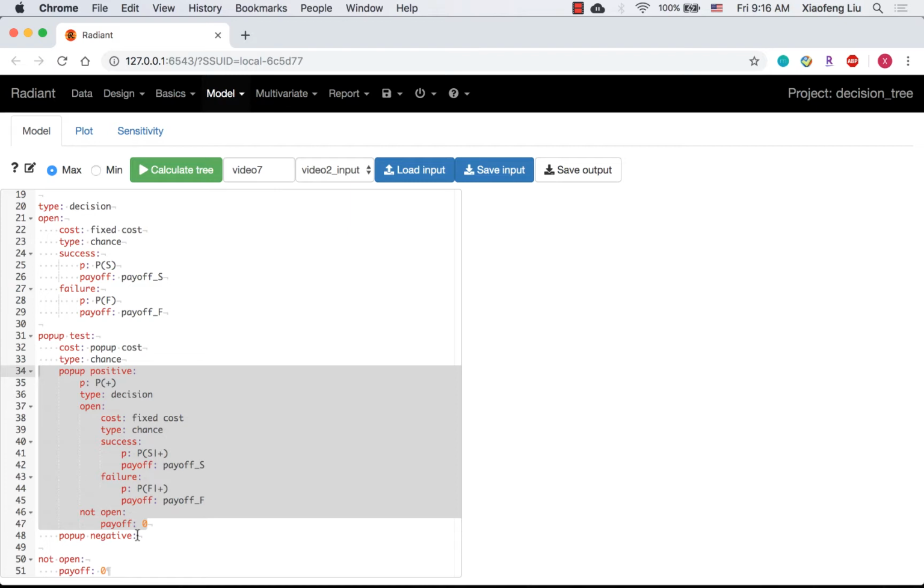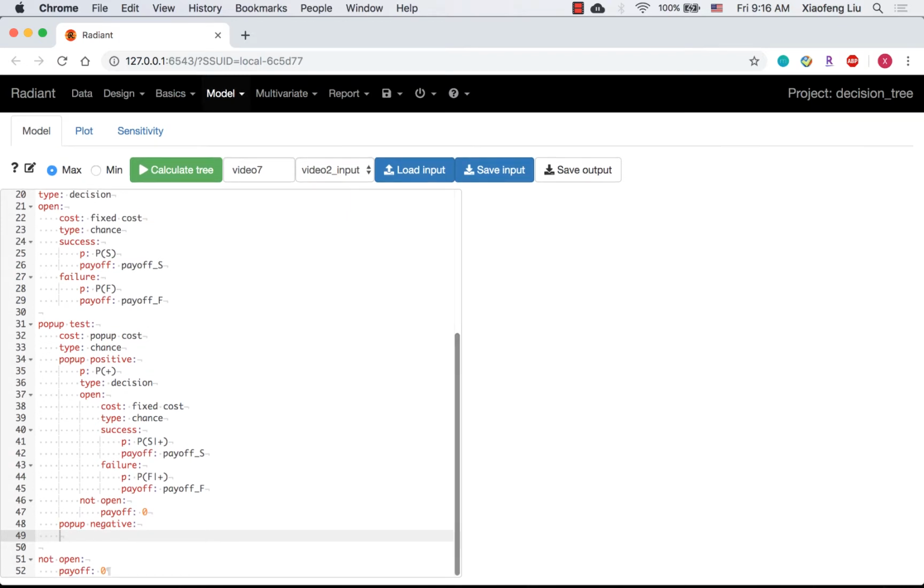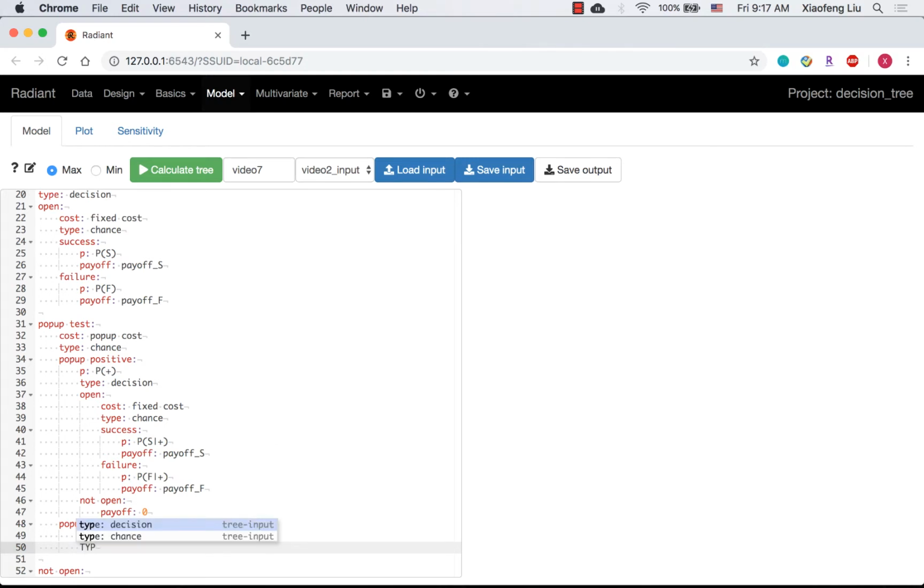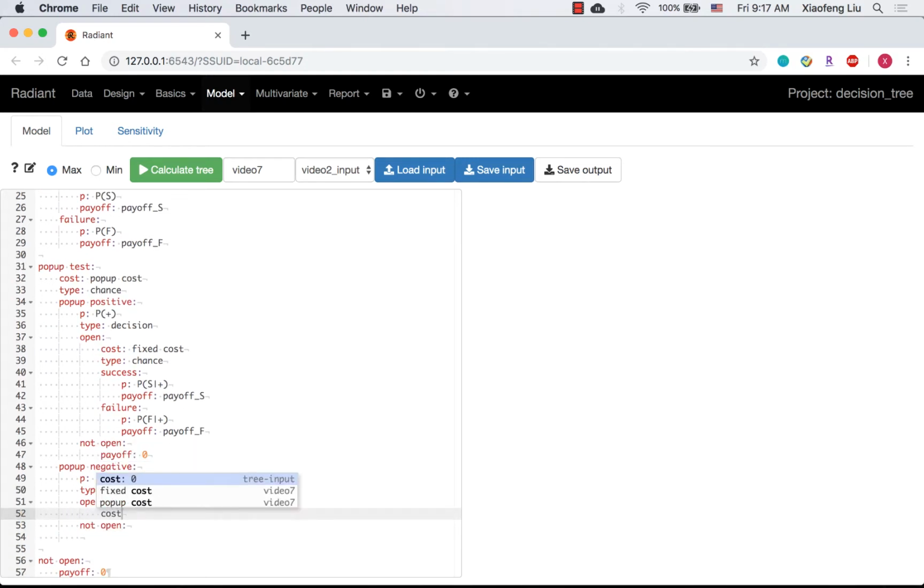For the pop-up negative, it will be very similar to pop-up positive. Now it's your turn. Please pause the video and take your time to finish this part, and we will come back to compare the tree later. Just a quick reminder, please be careful of those probabilities.